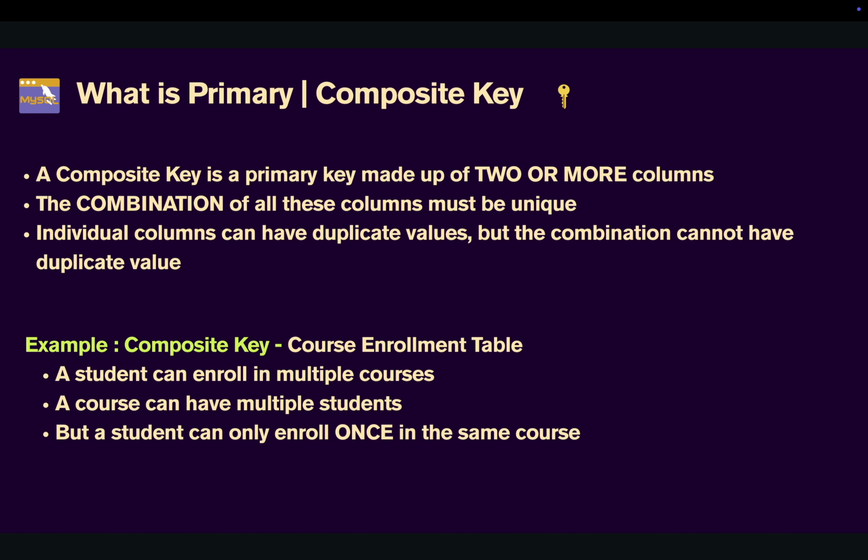Composite key is nothing but also a primary key. Sometimes a few people are confused. So here a composite key is a primary key that is made up of two or more columns.